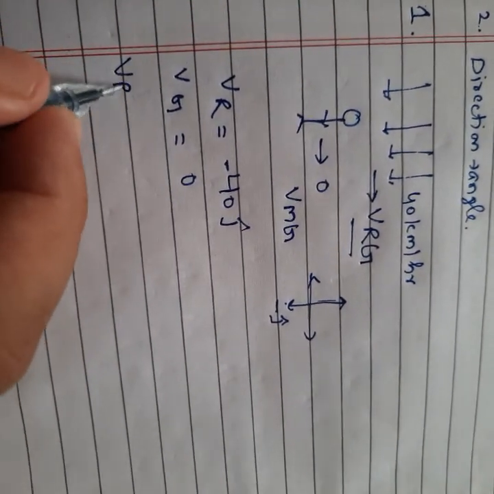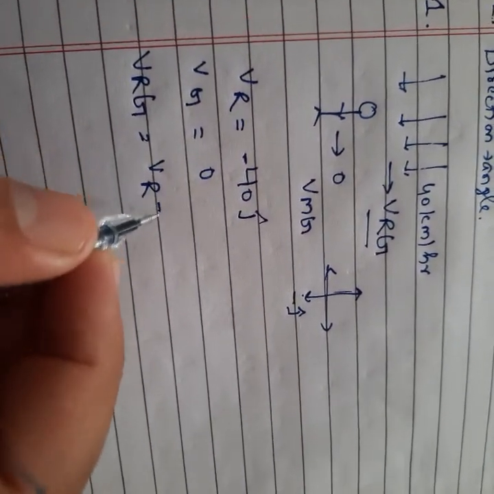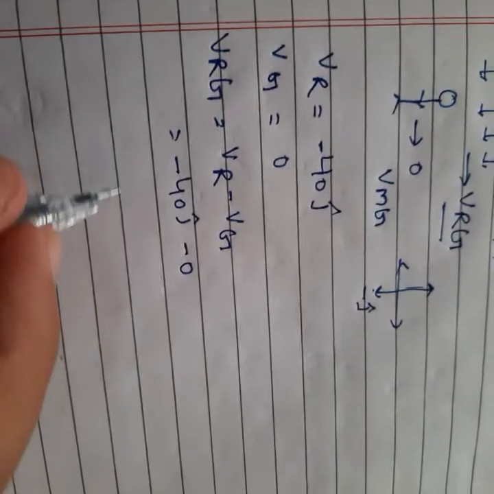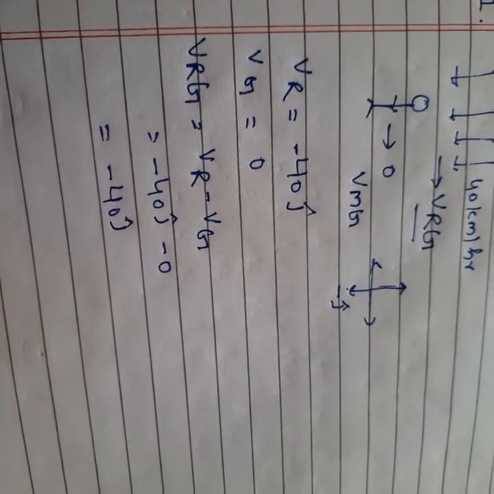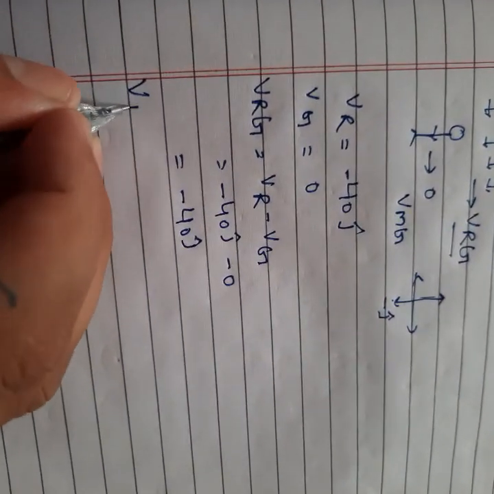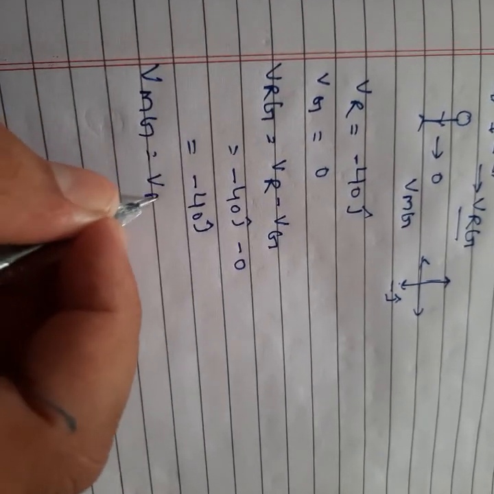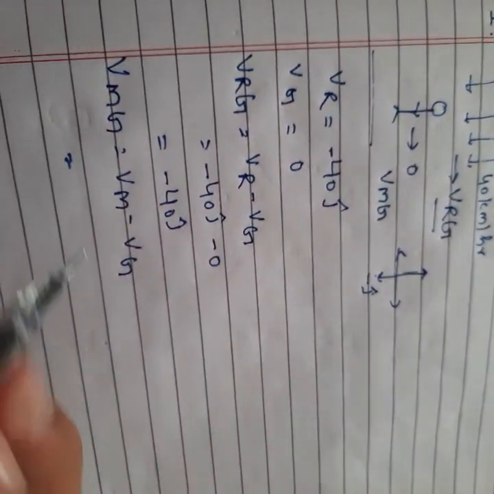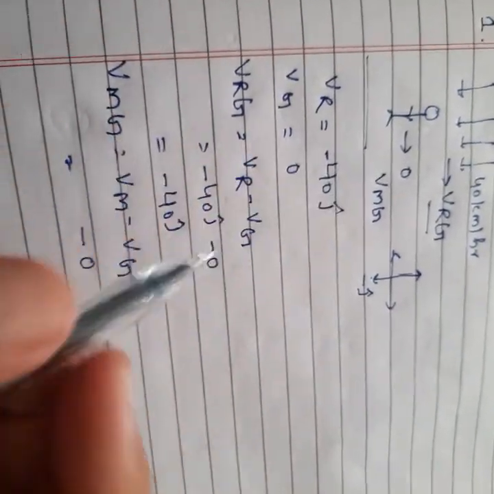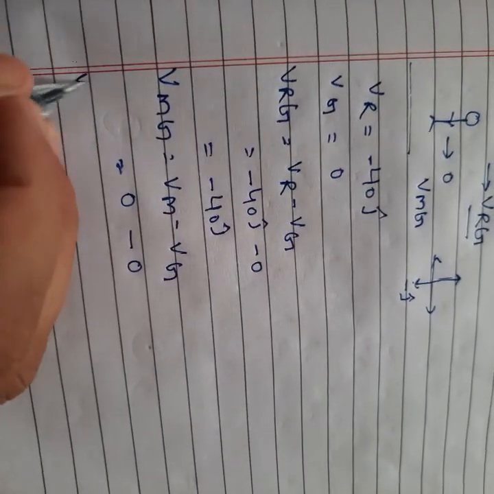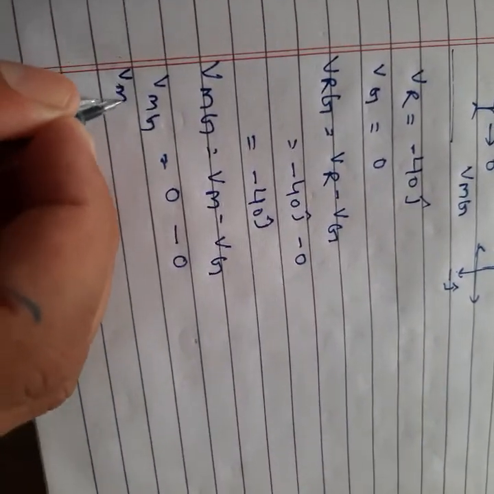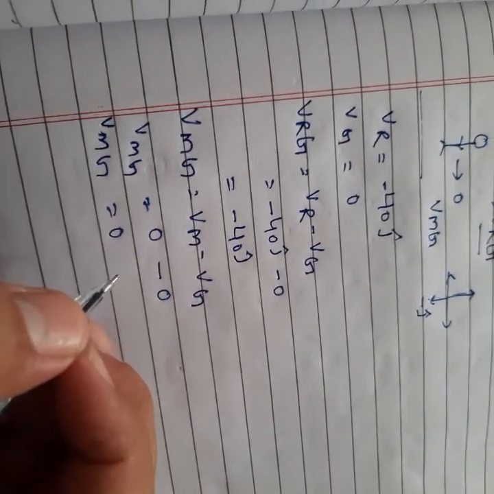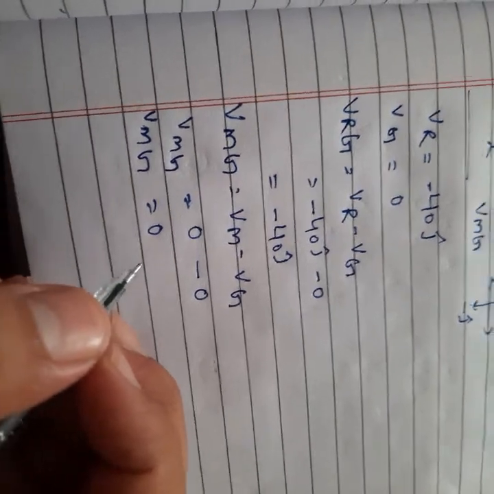So the velocity of rain with respect to ground is velocity of rain minus velocity of ground, which is minus 40j minus 0, so we can write directly minus 40j. Same thing, the velocity of man with respect to ground is velocity of man minus velocity of ground. The ground is not moving, so it is 0, and the man is also at rest, so it is also 0. So the velocity of man with respect to ground is 0. We will not write i, j or anything else because he is at rest.